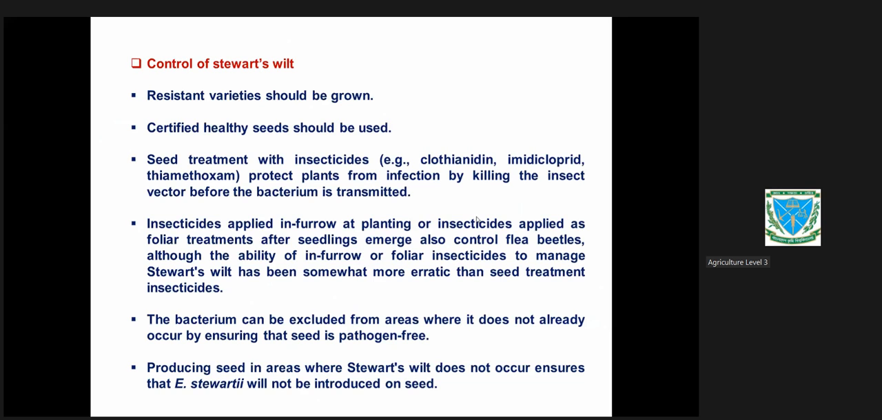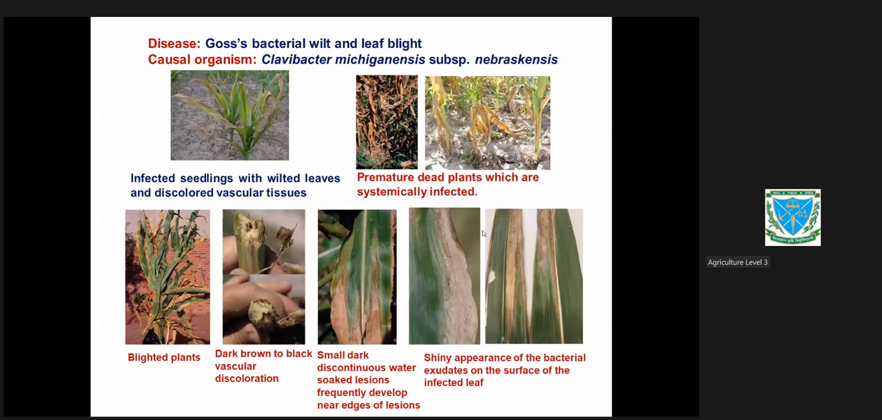And the control is very simple. The only solution is the resistant variety or resistant hybrid. In addition, a negligible percentage of seed transmission is reported, so certified and healthy seed should be used. If you want to kill the flea beetle so that it cannot transmit the bacteria from seedling to seedling, you can use the insecticide to kill the beetle. These are the approaches that can be taken to control the disease.